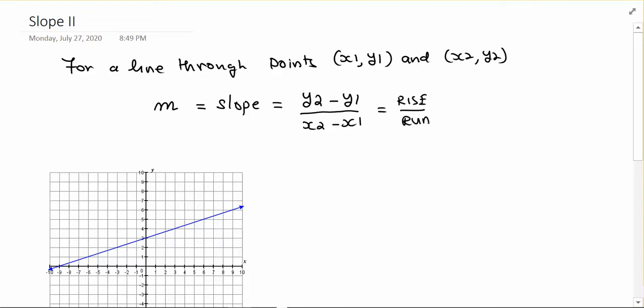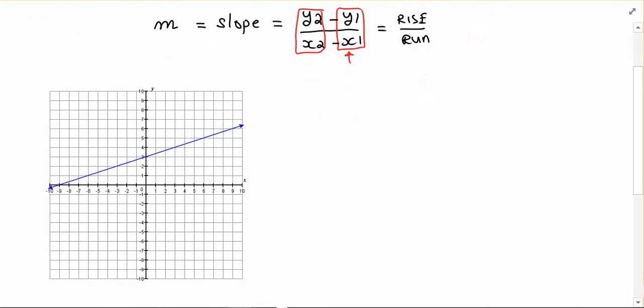And honestly, it doesn't matter which way you do this subtraction as long as you're consistent. The important thing to note here is that this coordinate is right here and this coordinate is right there, right? Do you see them? They come in pairs. Don't mix that order up. So let's see if this formula actually works, right?